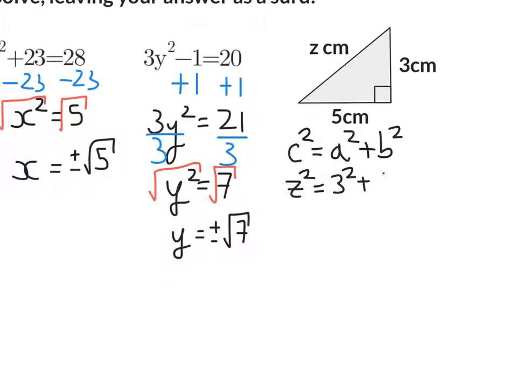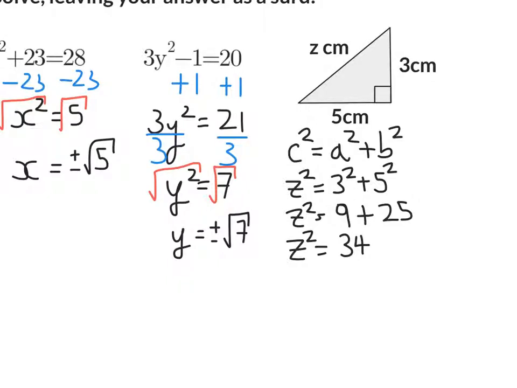So 3 squared plus 5 squared. Now, I'm going to try and work out that right-hand side. And BODMAS tells me I must do the squaring first. So 3 squared is 3 times 3, which is 9. Plus 5 squared, which is 5 times 5, which is 25. Again, let's write out z squared. 9 plus 25 is 34.